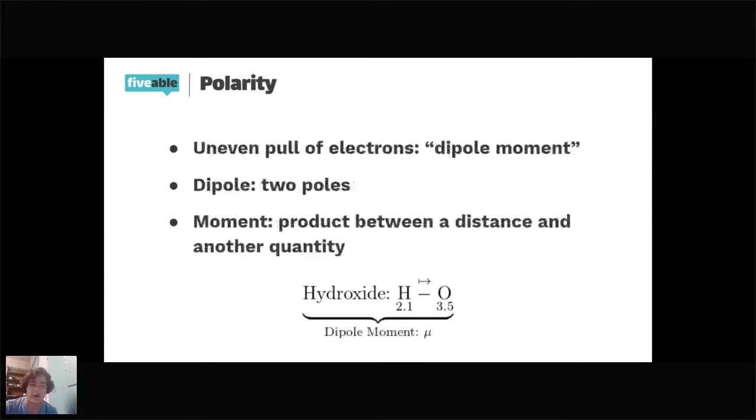And an uneven pole of electrons is called a dipole moment. Dipole meaning two poles, and a moment in general is just a product between a distance and another quantity. So in this case, a dipole moment is the product of the separated charge and the distance. You can have really any moment. You can have like a force moment, like if you're pushing on a door. The further away you push from the door's hinge, the easier it's going to be to push the door. So the greater the moment, the easier it is to push the door. In the same case here, the dipole moment is just that quantity that's facing towards the right.